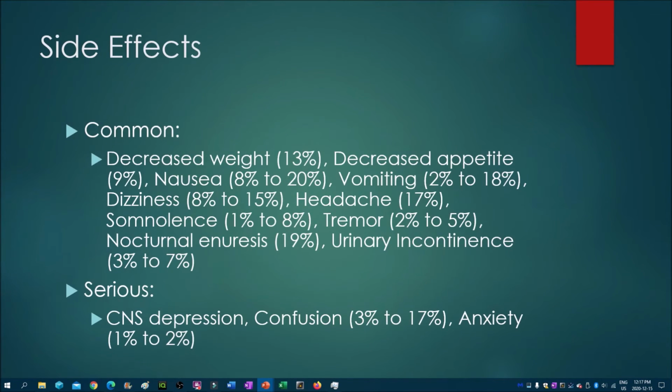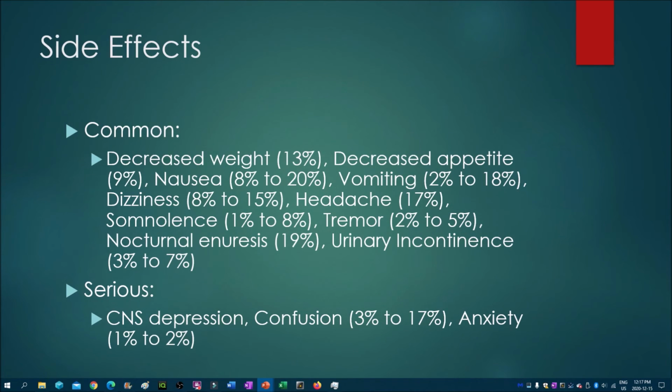As with all medications, there are some side effects or adverse reactions that patients may experience while using sodium oxybate, so I'll go over some of those here now. Some common side effects would be decreased weight, which may happen 13% of the time, a decrease in appetite, which can come in at 9%, 8 to 20% of patients may experience nausea, and 2 to 18% may experience vomiting. 8 to 15% may experience dizziness, and a headache may happen 17% of the time. Somnolence comes in at 1 to 8%, and a tremor at 2 to 5%.